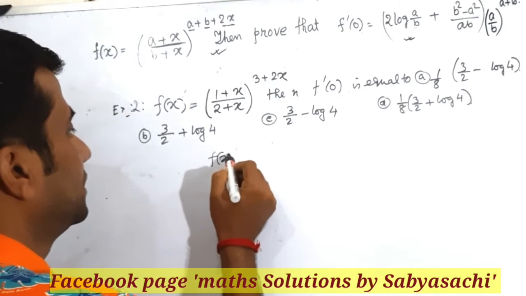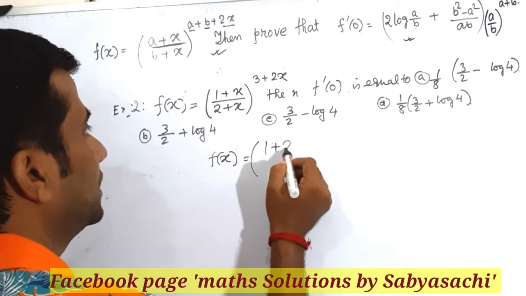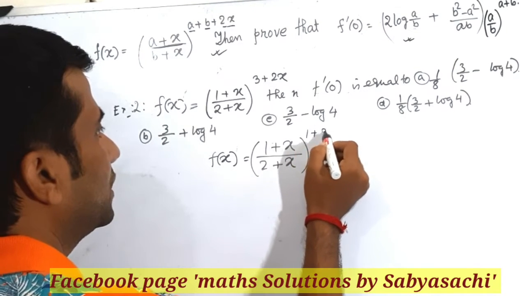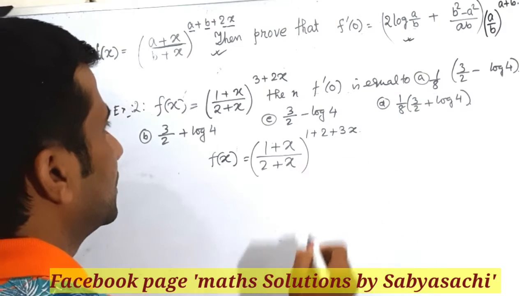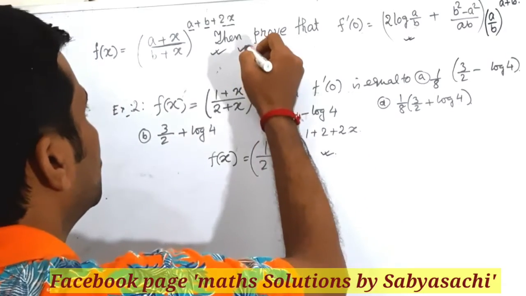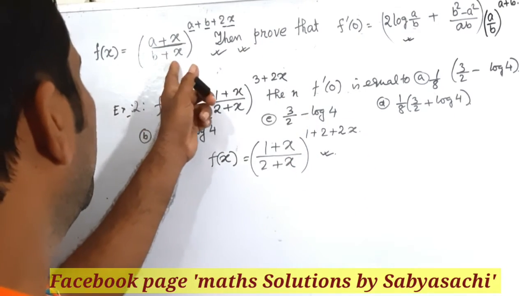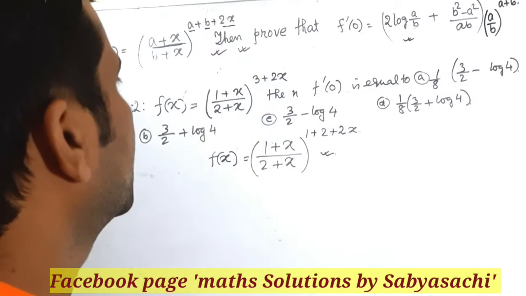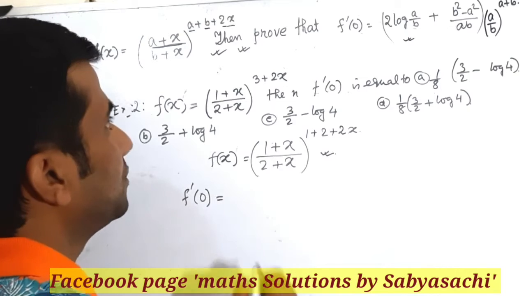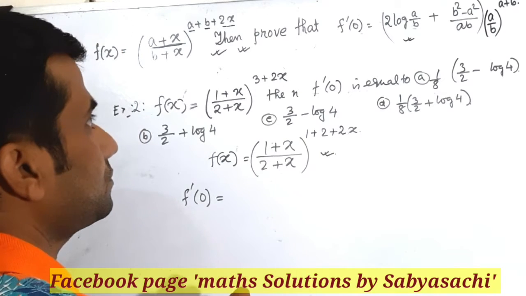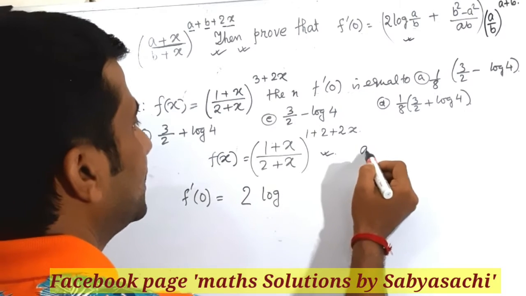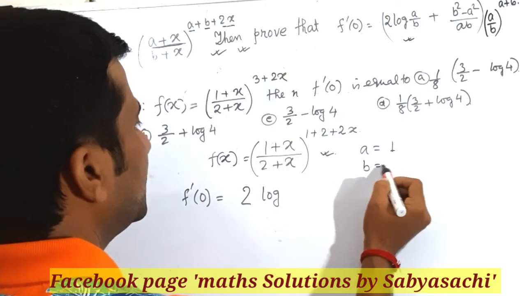Now our function is f(x) = ((1 + x)/(2 + x))^(1 + 2 + 2x). Sorry, 1 plus 2 plus 2x. Comparing this to the equation ((a + x)/(b + x))^(a + b + 2x), our f'(0) is equal to 2 log, where a is equal to 1 and b is equal to 2.